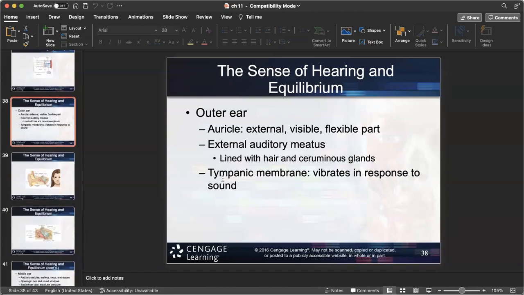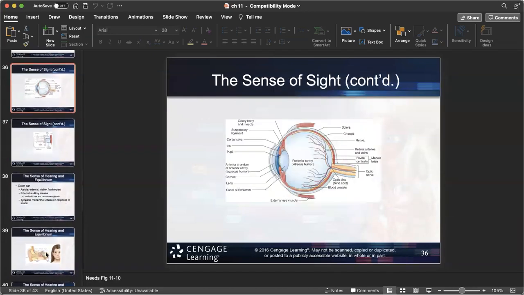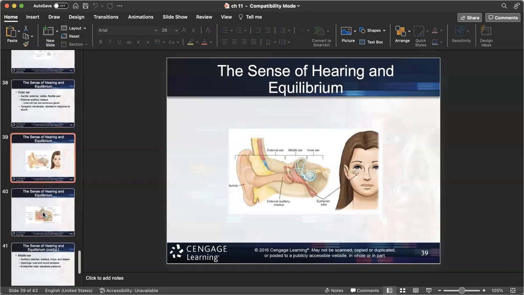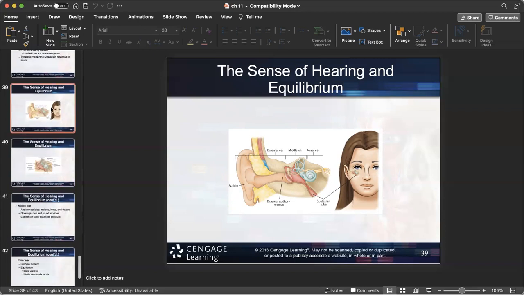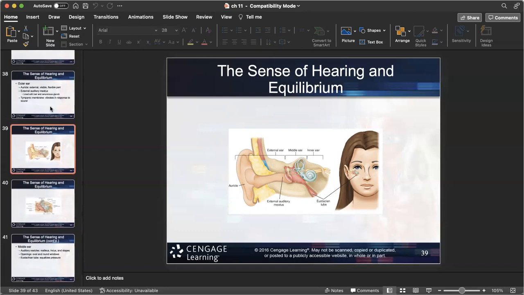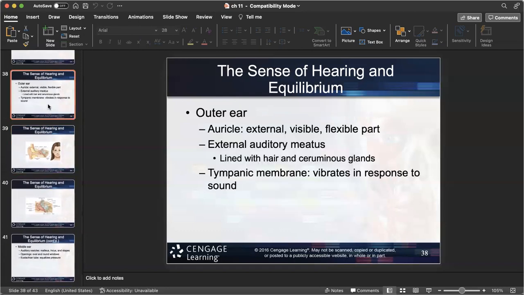With that being said, let's talk about the sense of hearing and equilibrium. This is like a 2-in-1. It is governed by cranial nerve number 8, the vestibulocochlear nerve. The ear apparatus is quite involved. There's an outer ear, a middle ear, and an inner ear.